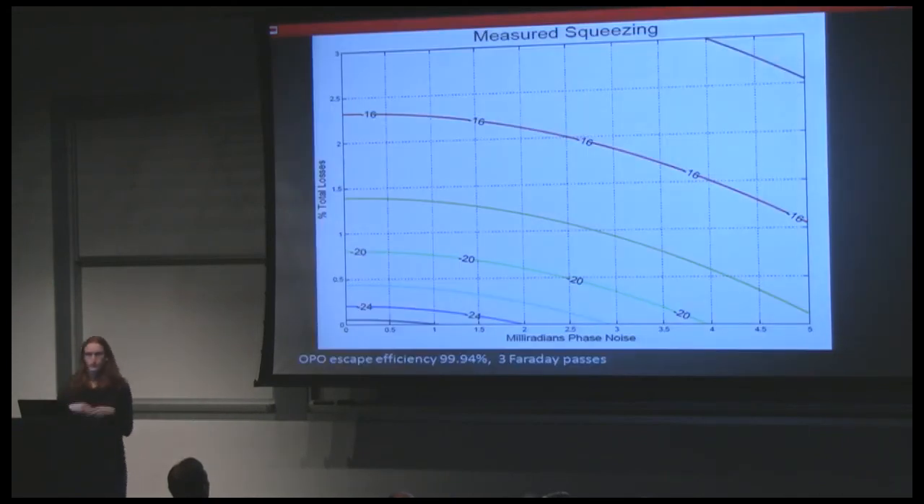So this is just for Rana. I guess he wanted to see how you could make 20 dB of squeezing, and I guess that if you get your phase noise down to, say, 1 milliradian, which could be challenging, I think you would have to get your losses down to something like 0.75%. So I think both those things could be challenging.